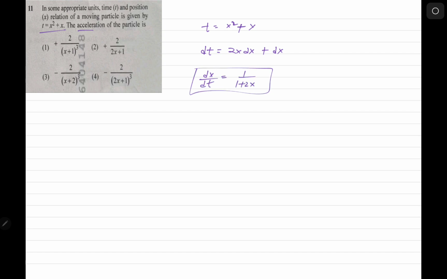Okay, now this is the velocity. Now, with v as a function of x, the acceleration is v dv by dx. Everyone knows this relation. So 1 by 1 plus 2x, and dv by dx is minus 1 by 1 plus 2x whole square, then 2. So that makes the answer minus 2 by 1 plus 2x whole cube, and that is option number 4. I hope you understood. Let's move to the next question.